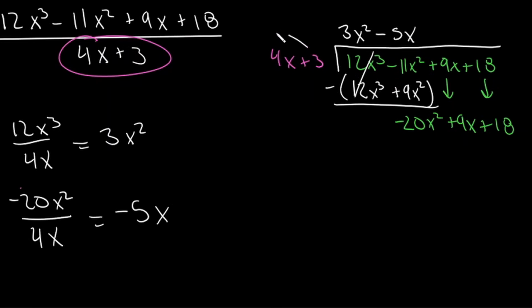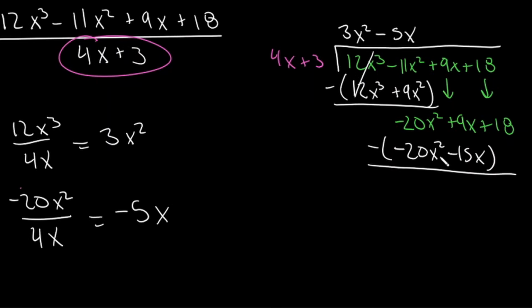And now what is 4x plus 3 times negative 5x? Well, 4x times negative 5x, already established that, it's going to be negative 20x squared. And then 3 times negative 5 is negative 15. Add an x, that is negative 15x. Now we just do the same thing, we subtract.